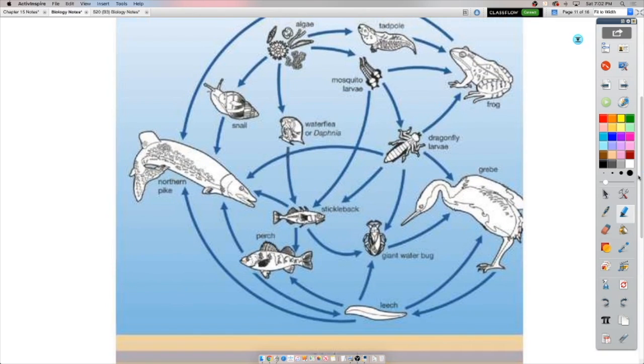So first things first, can you find the producer? Ah, there it is. Now it's algae. Now you could be from a different planet and have no idea what algae was and still say that was the producer. How?